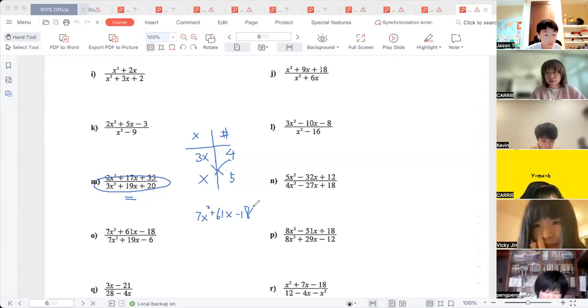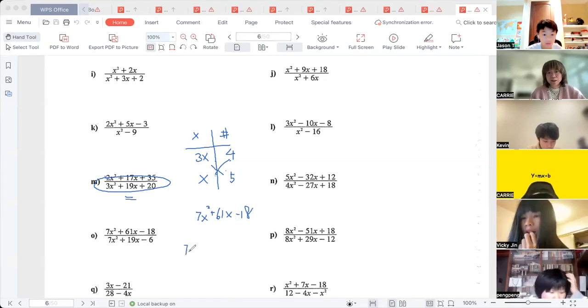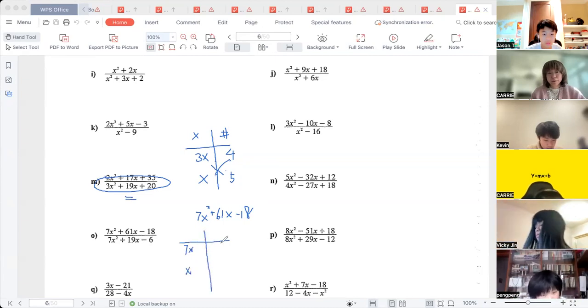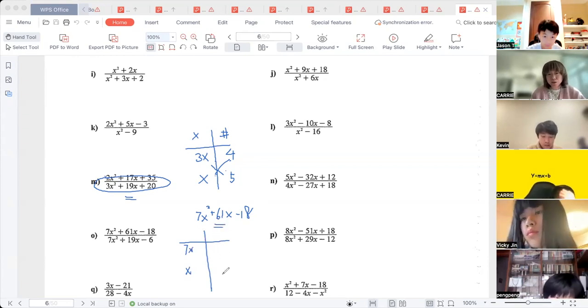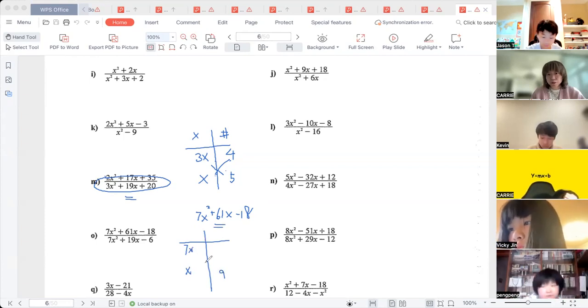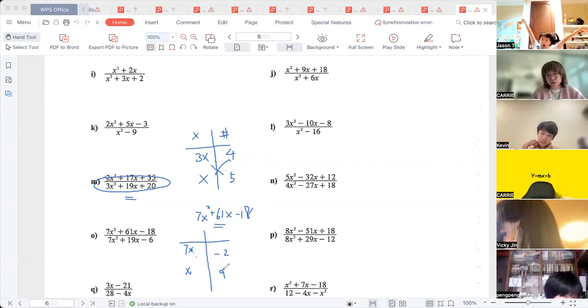So 7x squared, so 7x and x, right? Negative 18 equals what? But here the 61 is very big, so I'm going to put the 9 here, right, Kevin? Why should the 9 go here? Because the 9 and 7x multiplied make 63x, which makes this number really big. So the negative 2 goes here. So it's 63x minus 2x equals 61x.